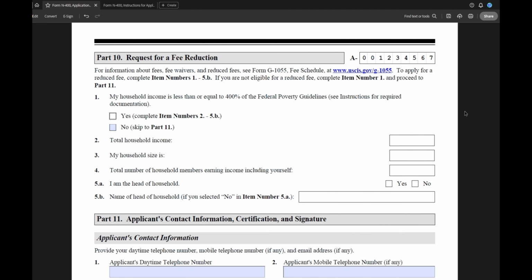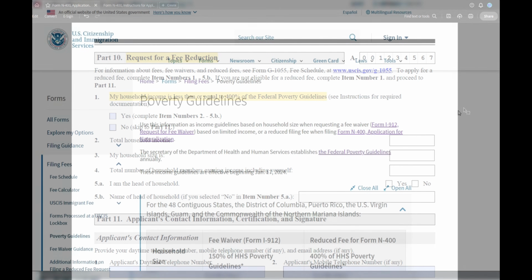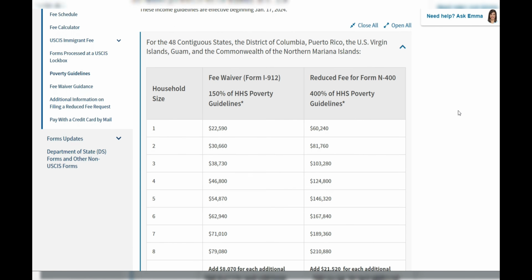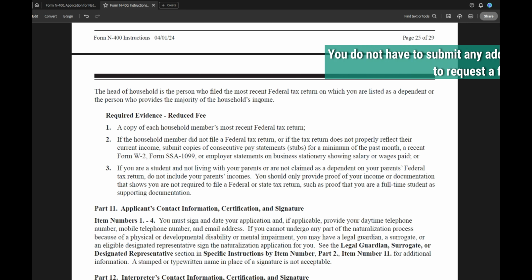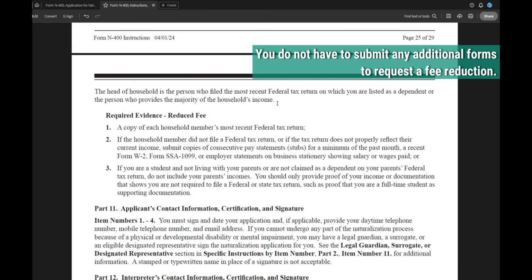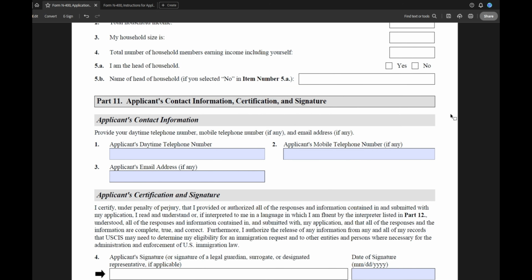The final part of this application is asking if you request a fee reduction. This is only available to those of you whose income for the entire household is less than or equal to 400% of the poverty guidelines. The naturalization poverty guidelines can be found on the USCIS website. And in that case, you're going to have to provide evidence of your income based on your most recent federal tax returns. The last part of this application is your contact information, certification, and signature.